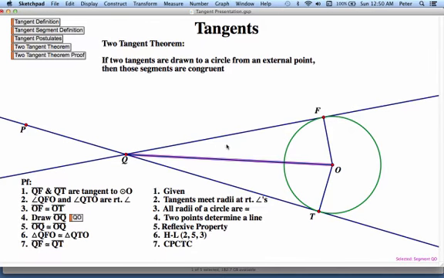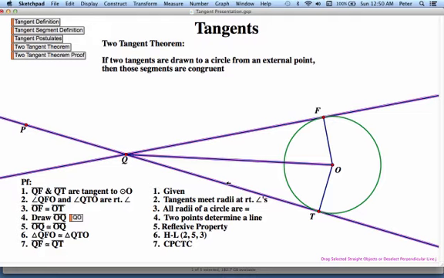So therefore these two triangles, QFO and QTO, are congruent by HL, which means of course that QF and QT, those sides, are congruent by CPCTC.